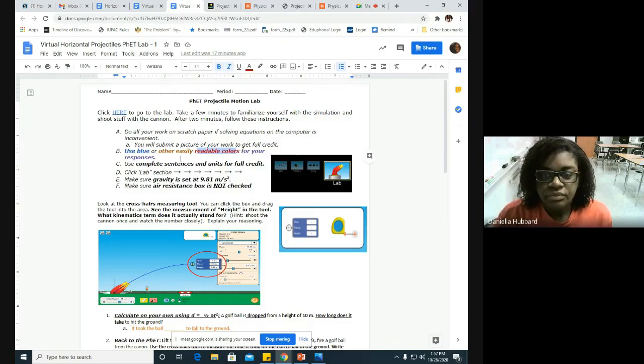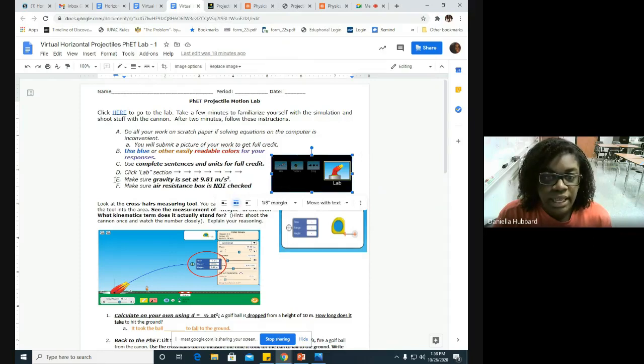Okay. You will use complete sentences and also have units for full credit. Some of the blanks that you have to fill in have the units provided for you. So that's half the work already done for you. And then also there are sentence stems to where all you have to do is fill in the blank with your answer. And then now you have a complete sentence as your answer. Okay. So we're going to go back to the PhET lab.